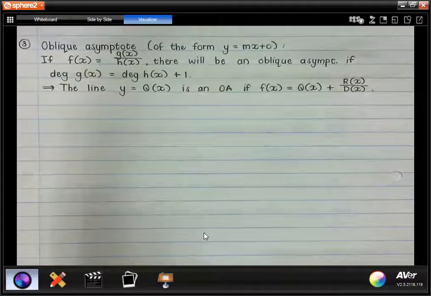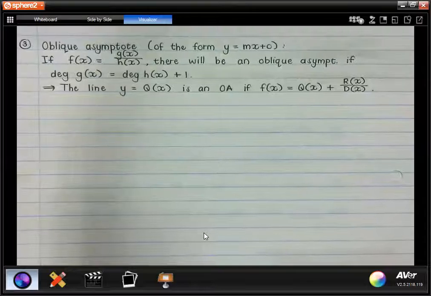When we rewrite it, should we write that first? No, you don't have to. You can if you want, if it will help you, but you don't have to.